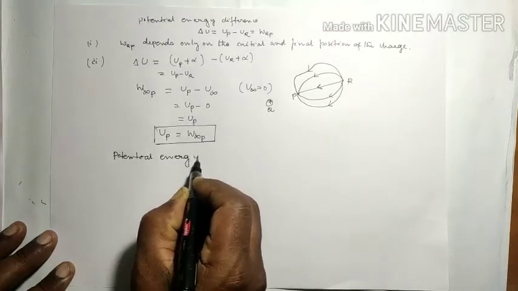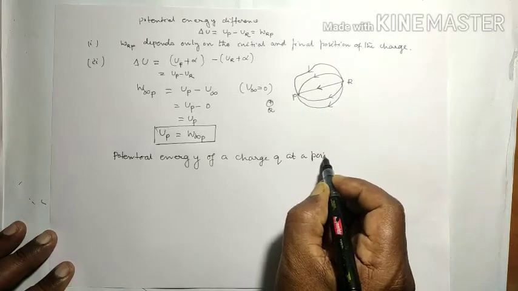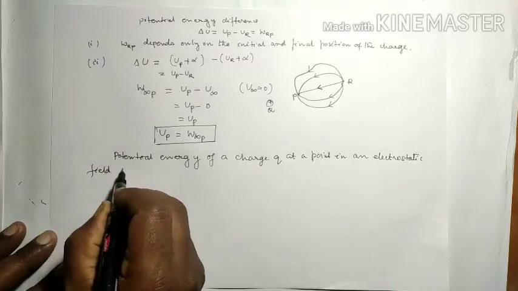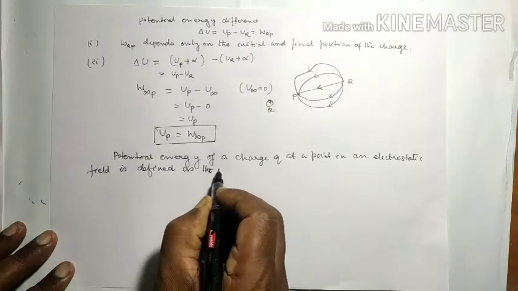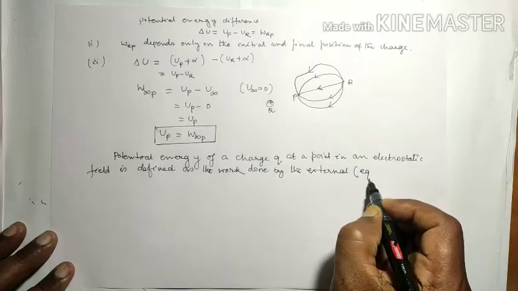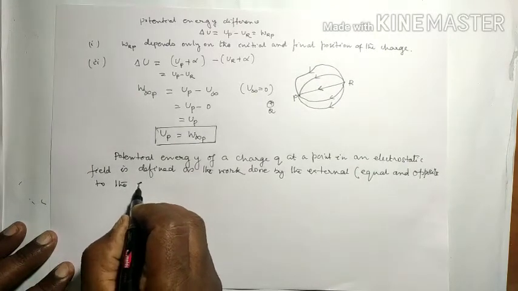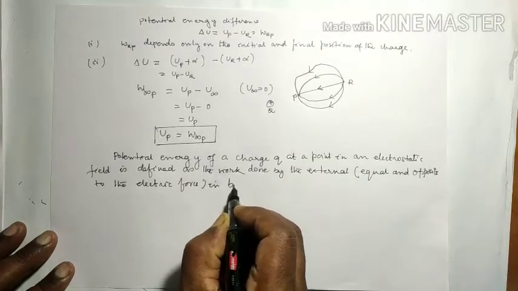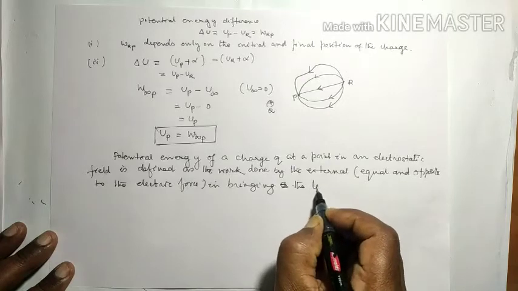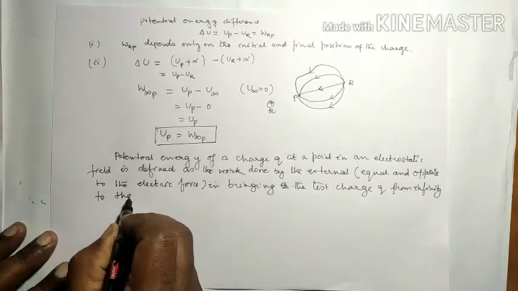Potential energy of a charge Q at a point in an electrostatic field is defined as the work done by the external force, which is equal and opposite to the electric force, in bringing the test charge Q from infinity to that point.